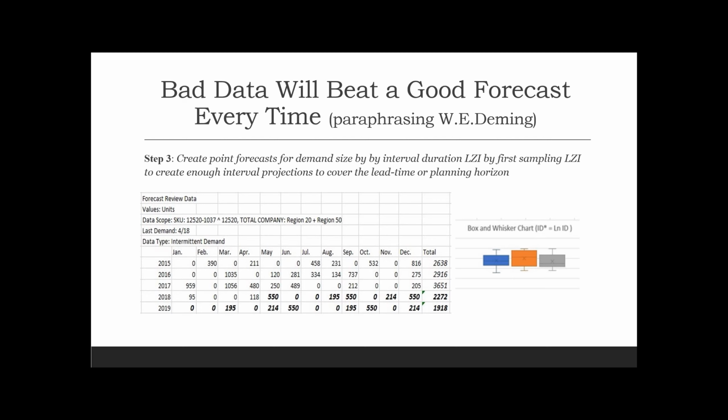So we create a forecast profile as needed. For example, in this case, we consider a sampled sequence of interval sizes to cover May 2018 through December 2019. Each interval is followed by a demand size. So in this example, the projected intermittent demand profile starting from May 2018 is depicted in the spreadsheet.